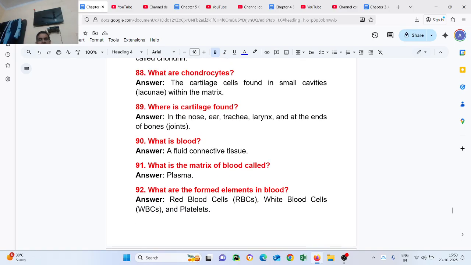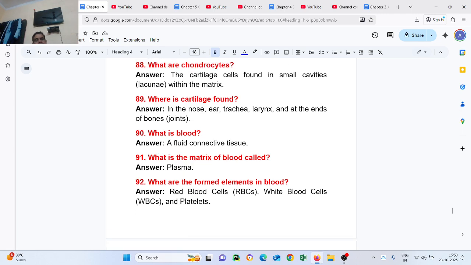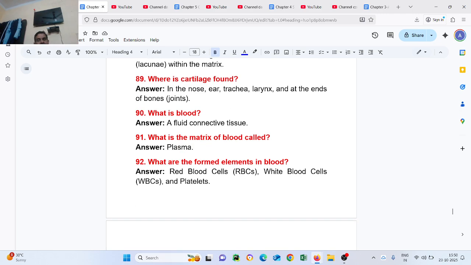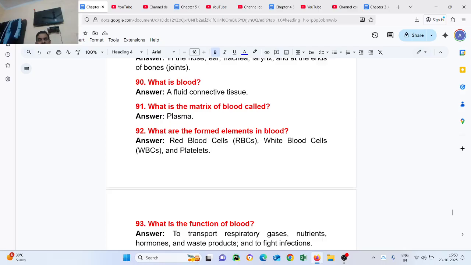Question number 91. What is the matrix of blood called? Plasma. Question number 92. What are the formed elements in the blood? Red blood cells, white blood cells, and platelets.